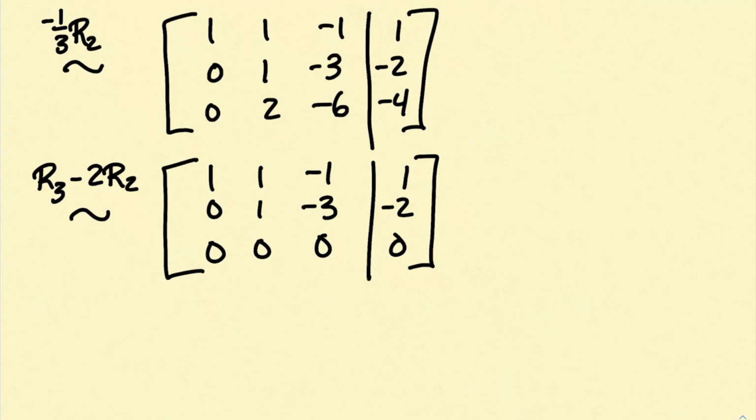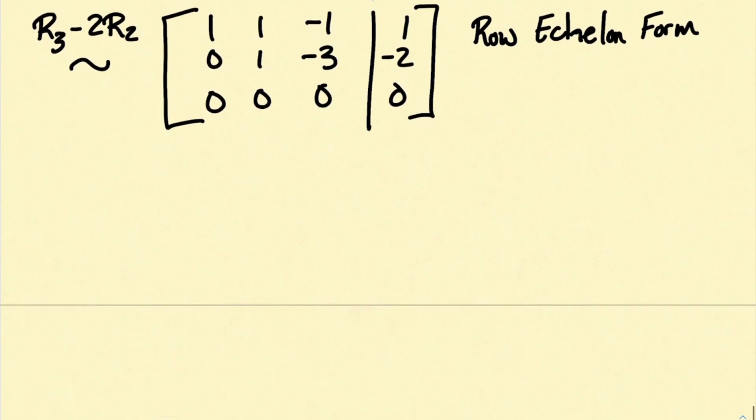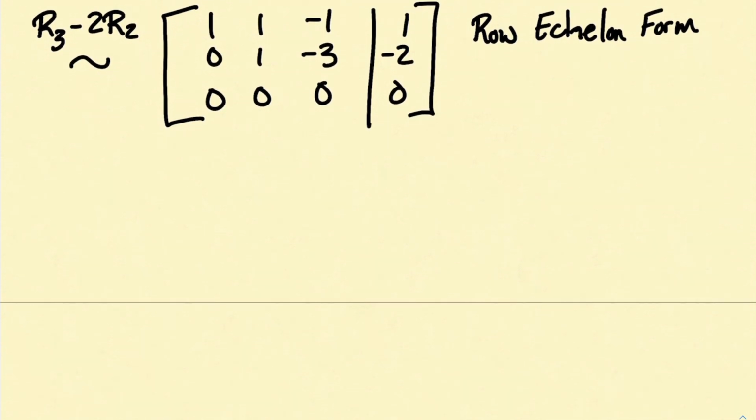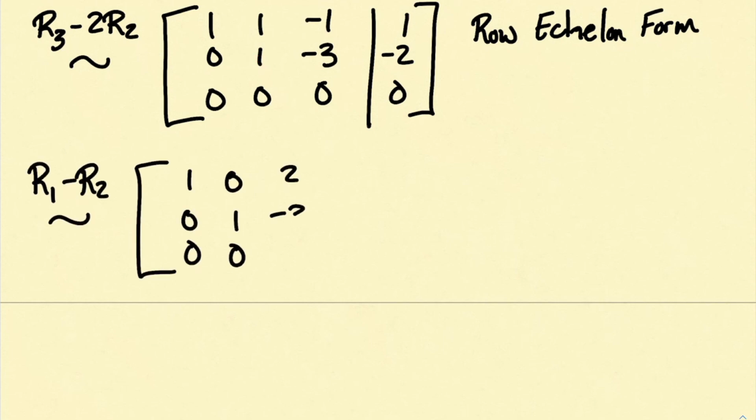Now our matrix is in row echelon form. Once we're in row echelon form, we start from the bottom of our matrix and we work our way up until we find the first non-zero row, which is this row. We find the leading entry and we use it to clear the column. I'm going to take row 2 and subtract it from row 1.